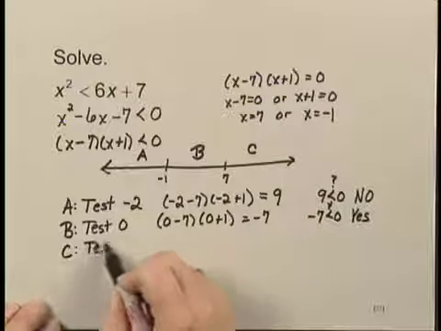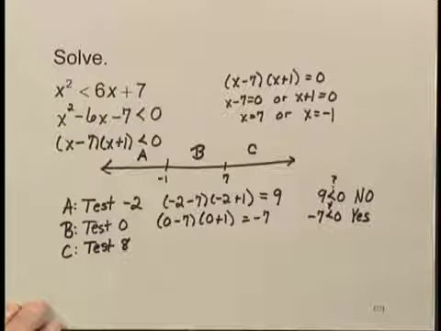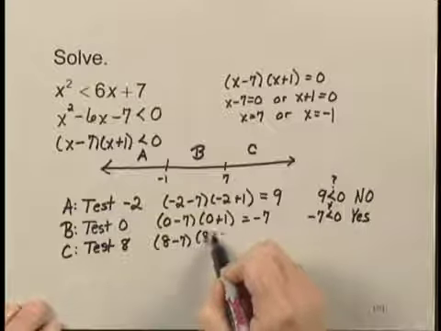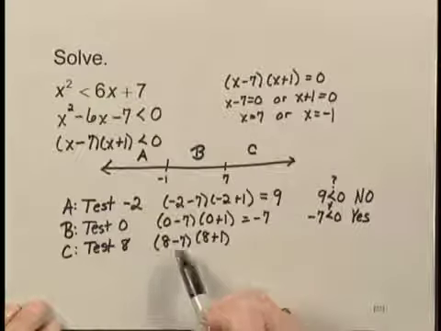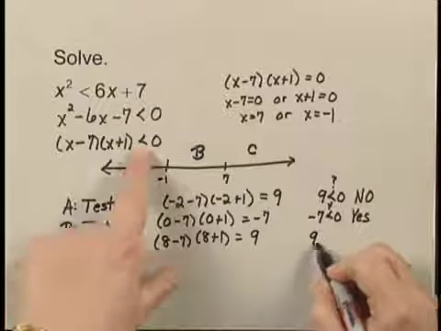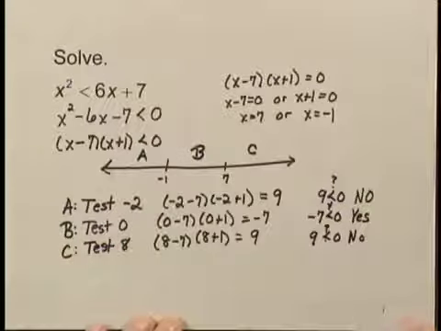Now we'll try one more. I've got to test something in interval C, and I'll choose 8. Now I check 8 minus 7 times 8 plus 1. That's 1 times 9, which is 9. And I ask myself, is 9 less than 0? And that answer is no.